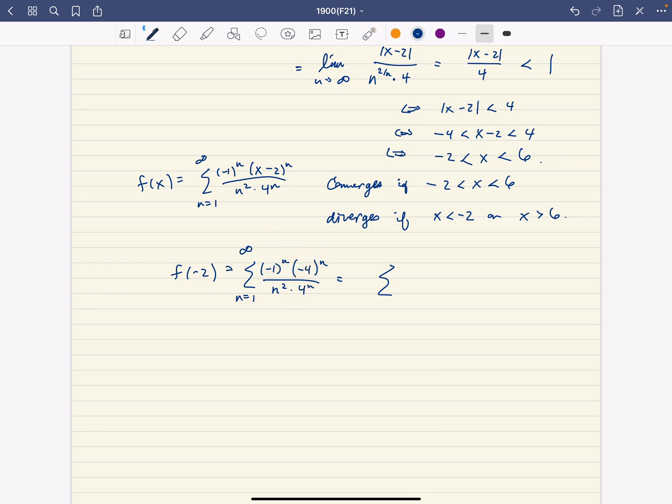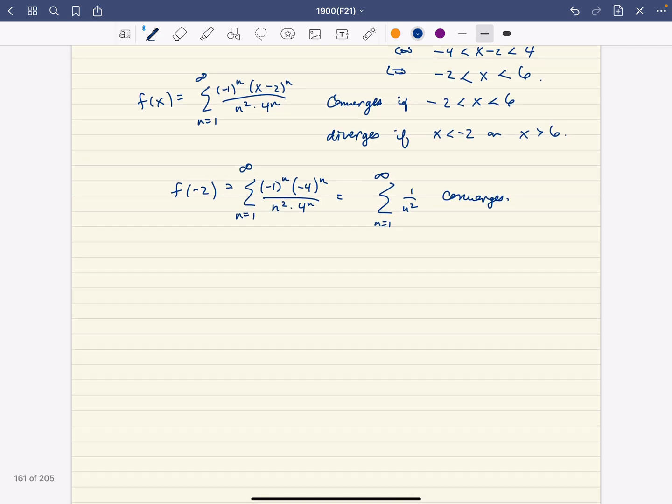And so this is going to end up giving us the sum of 1 over n squared from 1 to infinity, which converges. It's a p series with p equals 2. Okay, so that converges. Likewise, we have to check what happens at 6.